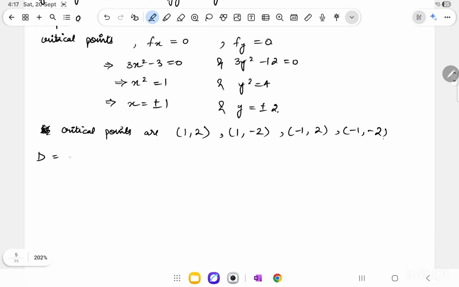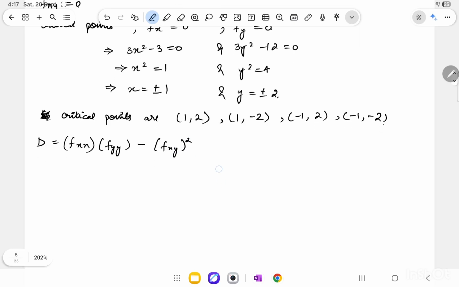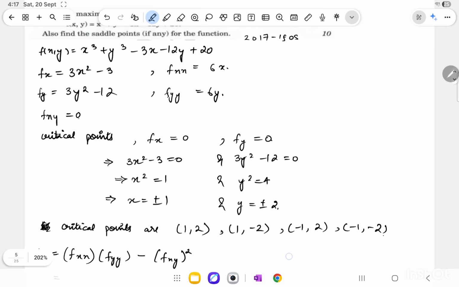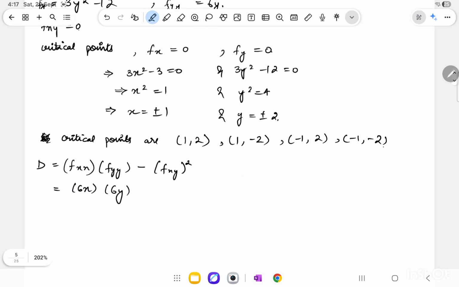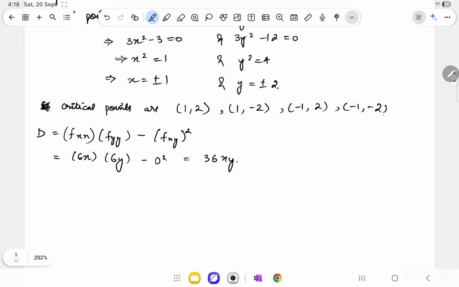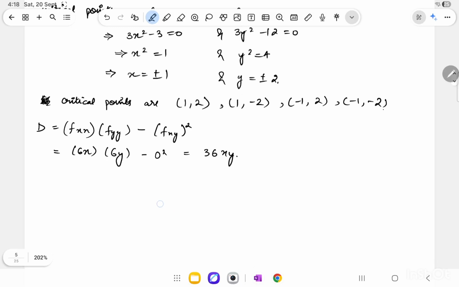Now we are supposed to check the value of d, that is fxx into fyy minus fxy square. fxx turns out to be 6x into 6y minus 0 square, that is 36xy. Now let's check its value based on the critical points that we got. So at (1, 2), d is 36 into 1 into 2, that is 72, and it is greater than 0. So it is an extrema point.